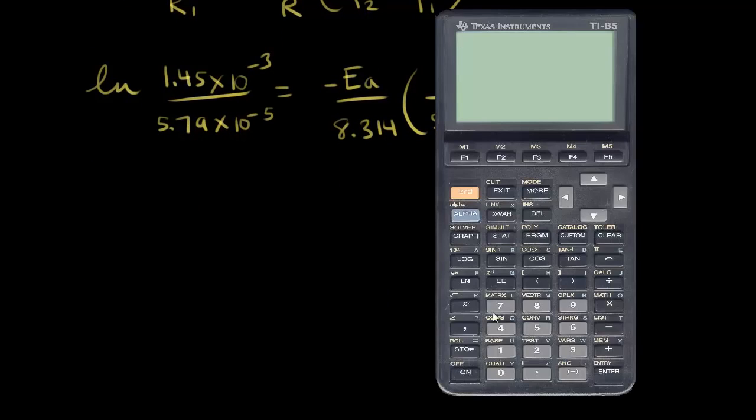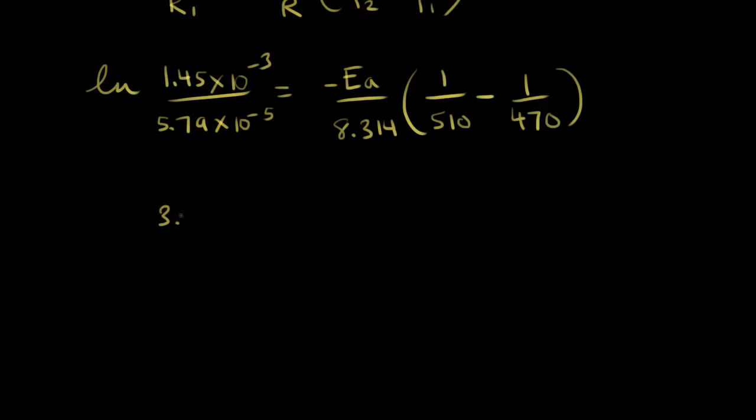So let's find the stuff on the left first. So the natural log of 1.45 times 10 to the negative third, and we're going to divide that by 5.79 times 10 to the negative fifth, and we get, let's round that to 3.221. So we get 3.221 on the left side, and on the right side, we'd have negative EA over 8.314. And let's solve for this.